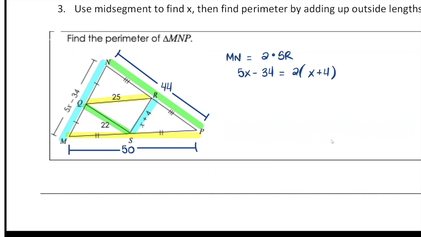Make sure you distribute the 2 into both terms of that binomial. Don't forget that. That's very important. So 5x minus 34 equals 2x plus 8. And now we've just got our basic linear algebraic expression. We want to subtract 2x.